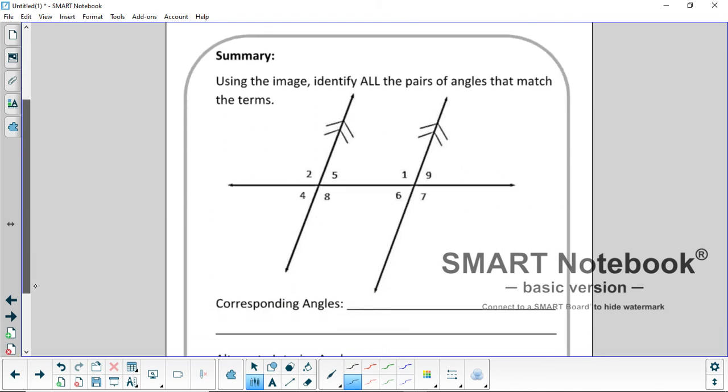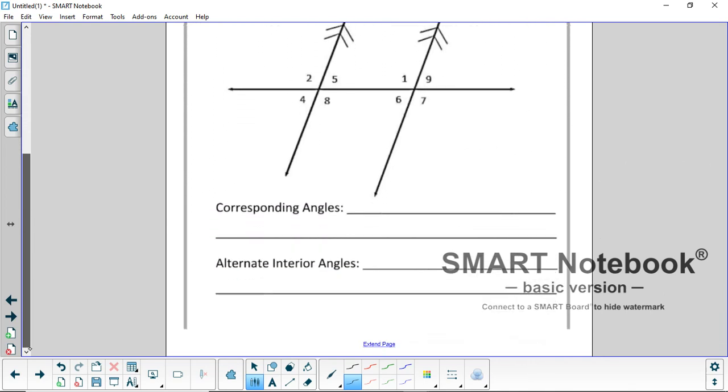All right, and what we have left is our summary, which we will use to recap the information tomorrow.